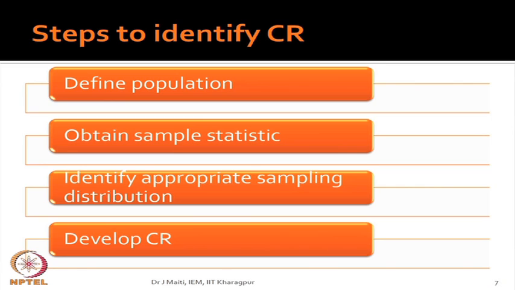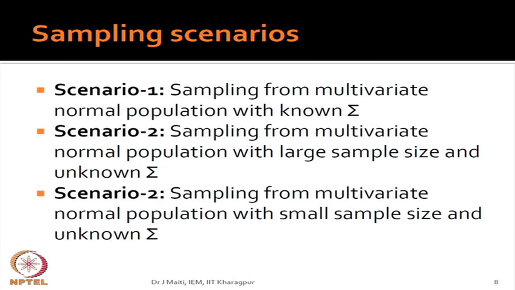We will solve one problem for confidence region. By defining the population, we are considering three scenarios. Scenario 1: sampling from a multivariate normal population with known sigma. That means you know the covariance matrix for that population, which is basically the covariance parameter matrix. Second scenario is sampling from a multivariate normal population with large sample size, but unknown sigma. And the third one is sampling from a multivariate normal population with small sample size and unknown sigma.